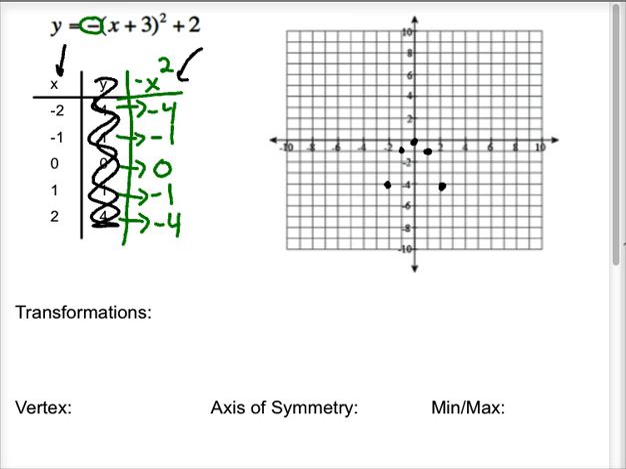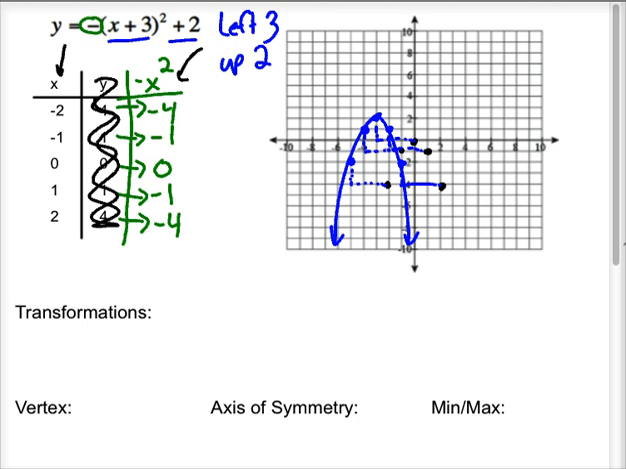And now I have to go and I have to incorporate my shifting. So this is telling me it's going to the left 3 and up 2. So I'm going to take every one of those points. Left 3, up 2. Left 3, up 2. Left 3, up 2. And now once I've done that shifting, now I make my parabola.